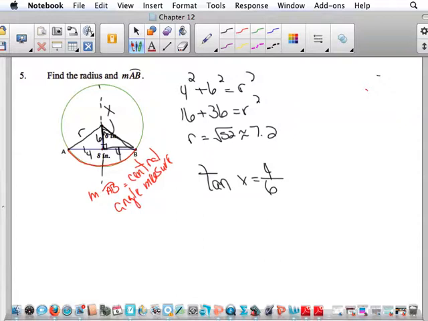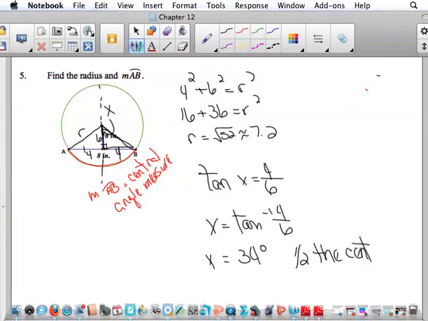Remember, when you're finding the measure of the angle, you use the inverse. So x is equal to tan inverse of 4 over 6. X is equal to 34 degrees. Remember that that is half the central angle measure, so you must double it.